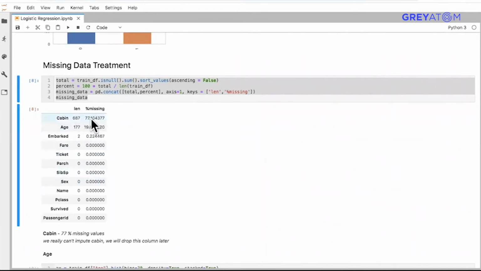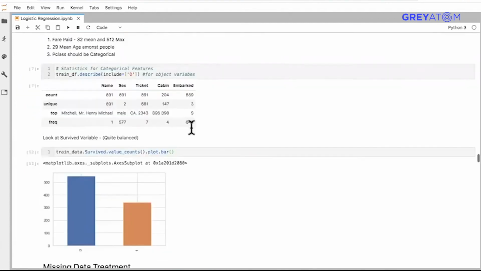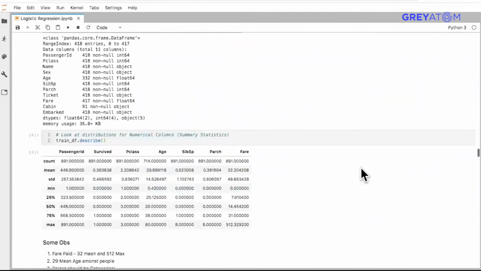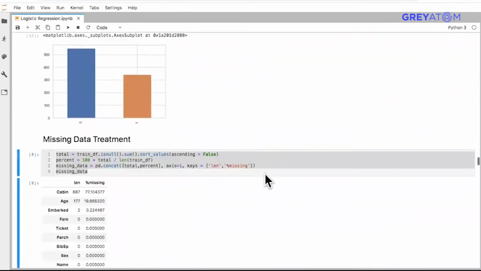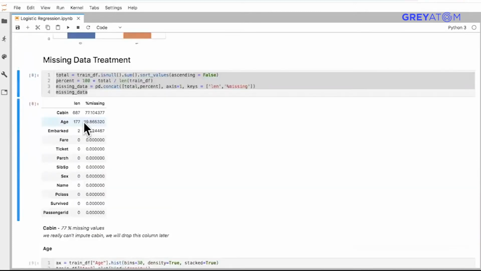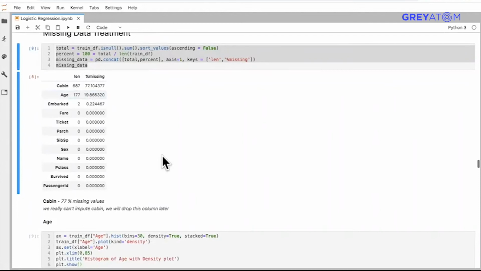So see, cabin has like 77% missing data, and if you recognize from here, cabin was a category, right? So to treat this NaN here, NaN means null. We cannot impute anything for cabin because we don't know, right? So we would just drop this from our data set. So I dropped cabin because we couldn't impute anything. Next was age. Age has almost 20% data missing.